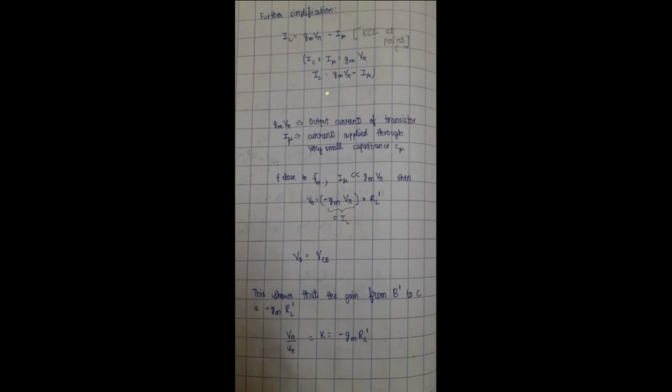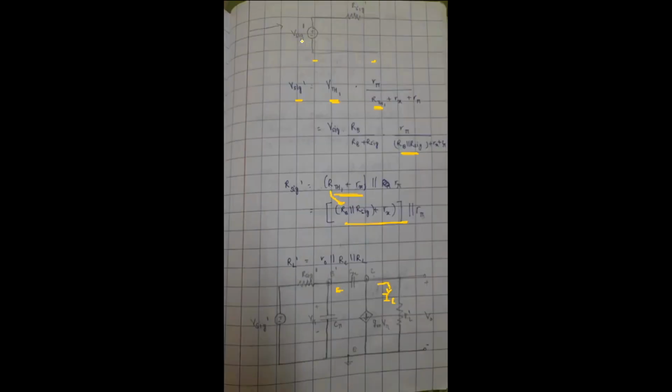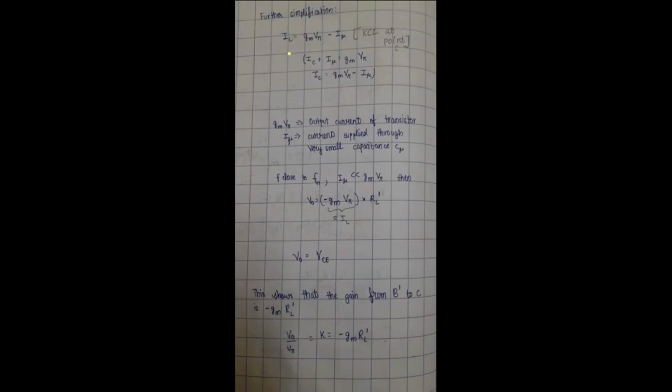On applying KCL, we can see that the current is going in three directions. Here we have IC, here we have GM, and here we have the current flowing through C mu, the capacitor. We can take that as I mu. So we have this expression, which is IL is equal to, wait, this is not IC, this is IL, because that is the current flowing through our load resistance. So we have IL is equal to GM into V pi minus I mu.